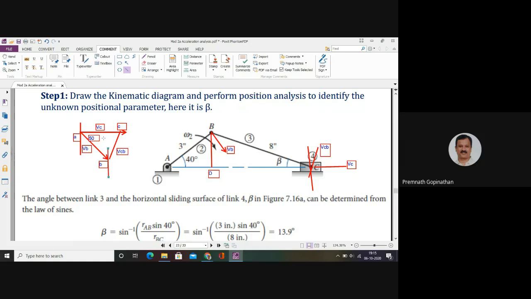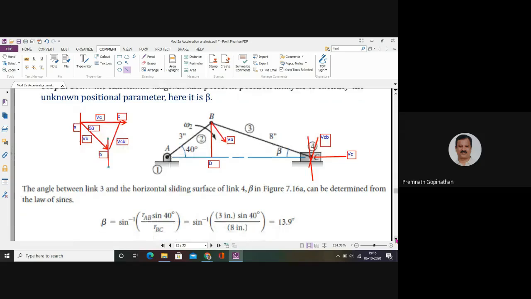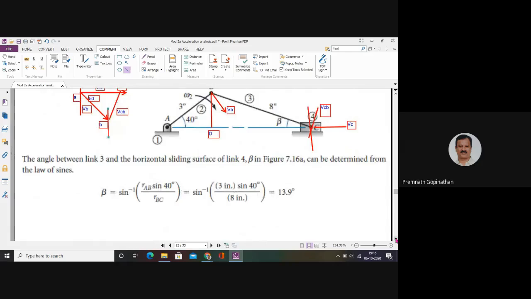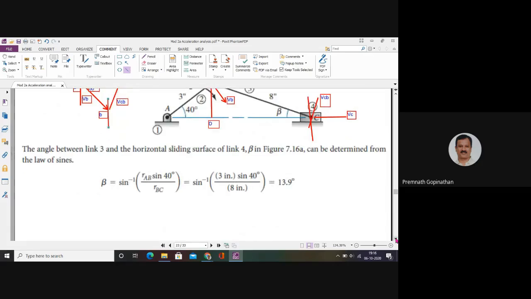Now, once the corner angles are known and VB is also given, then definitely you can use the sine rule in order to identify the vectors VCB and VC. Okay. Now this is how you identify the magnitudes of the vectors in the velocity polygon. Similarly, you can go for the acceleration polygon as well.